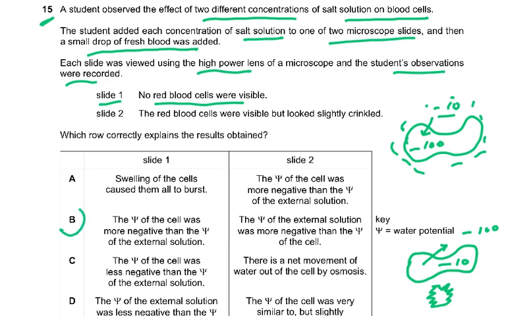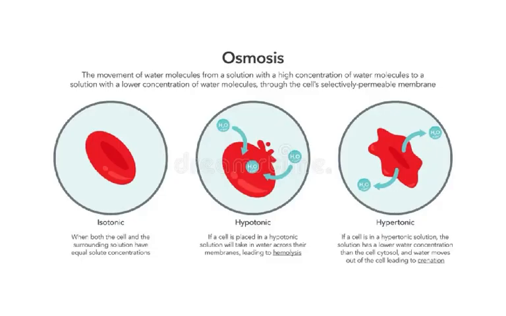So that is the answer, B. Now this is a very good diagram explaining this. Isotonic solution, nothing happens. Hypotonic, if a cell is placed in a hypotonic solution, it will take in water across the membrane, leading to hemolysis or lysis. Hypertonic, what will happen? If a cell is in a hypertonic solution, the solution has a lower water concentration than the cell cytosol, and water moves out of the cell leading to crenation, not cremation.